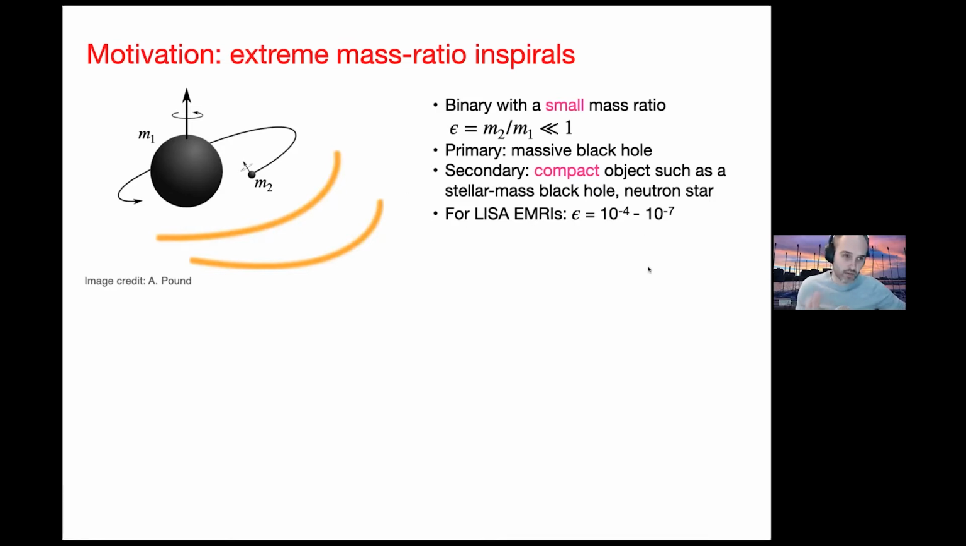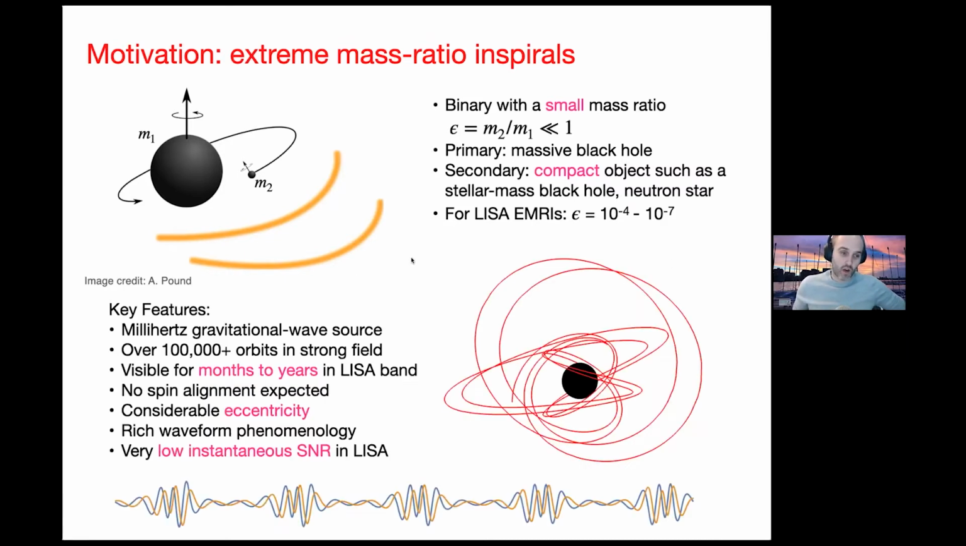For LISA, we're talking about mass ratios of 10 to the minus 4 to 10 to the minus 7. Otherwise, I'll talk about later, these same techniques can be used to model systems more like 10 to the minus 1, once you include post-adiabatic corrections. What are the key features of these systems? Well, given the total mass, if this is a massive black hole, then these are millihertz gravitational wave sources, and therefore sources for space-based missions such as the LISA mission.